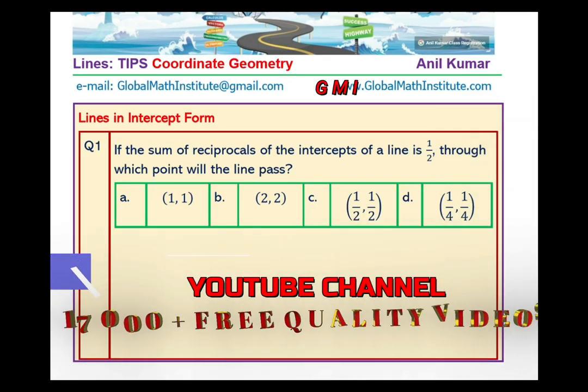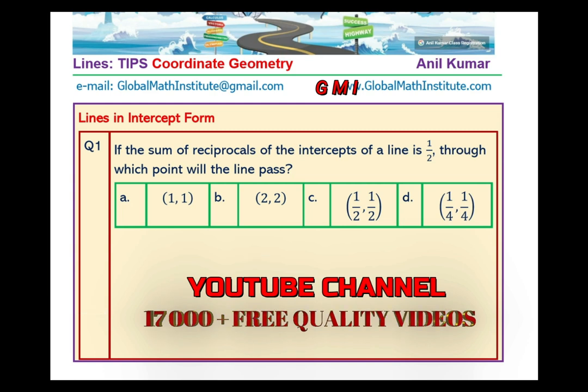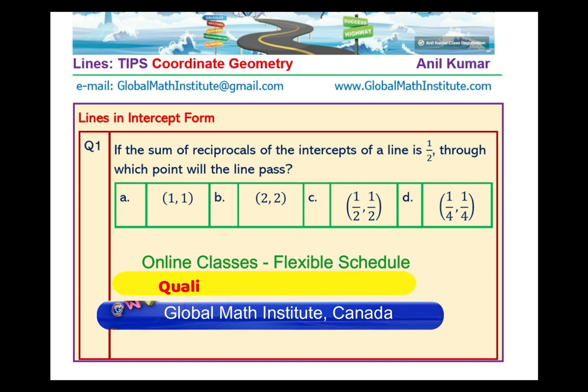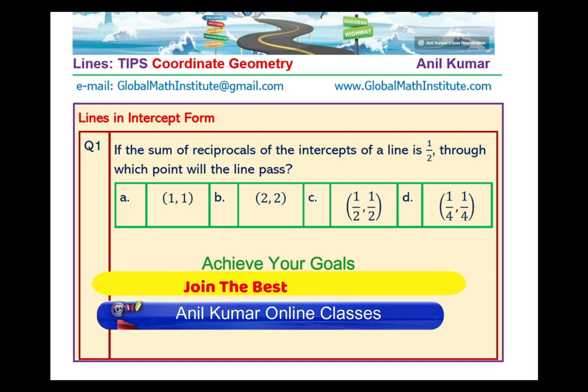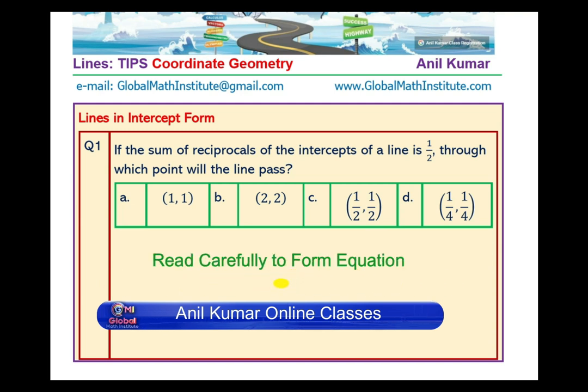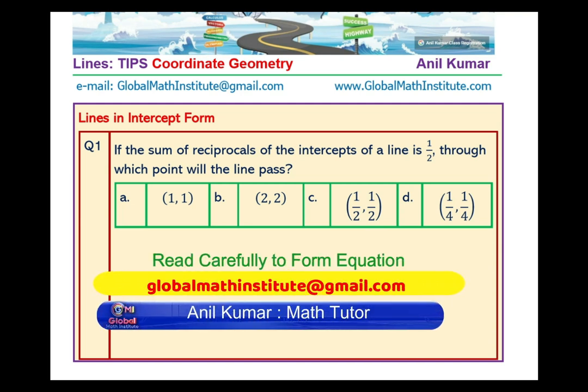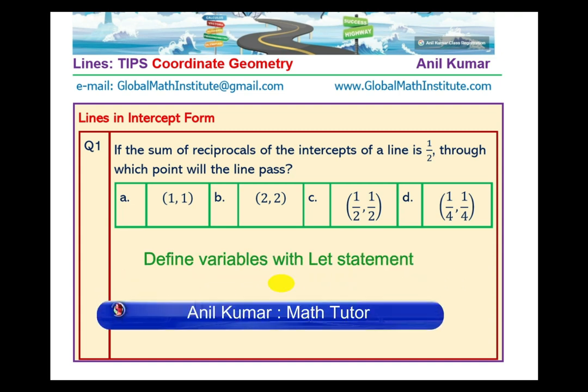We have some wonderful questions here in the playlist. Let's begin with the one regarding intercepts. Question number 1 here is: if the sum of reciprocals of the intercepts of a line is half, through which point will the line pass? Four options are given to you. Extremely difficult question for most students in grade 9. Let's see how we solve this.